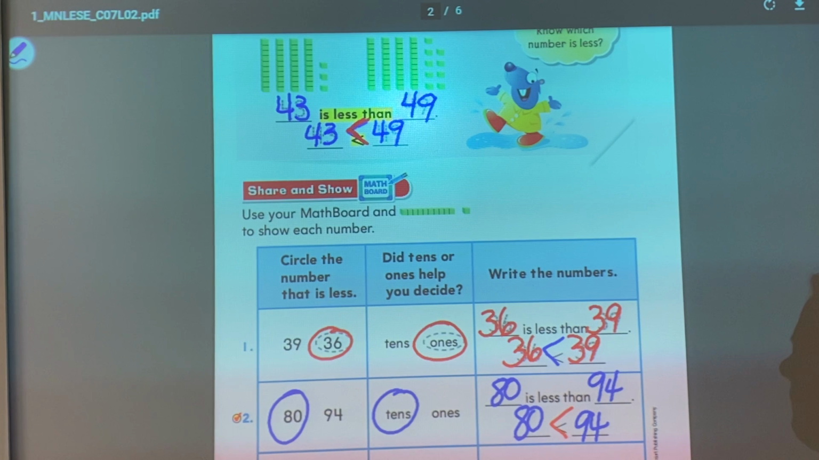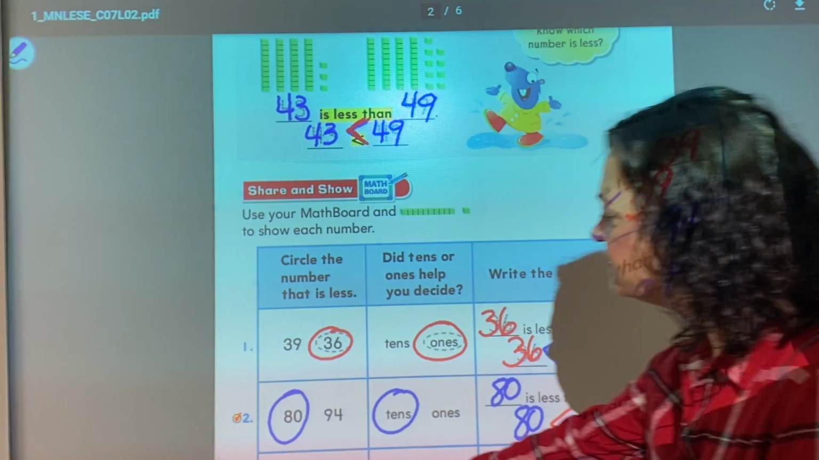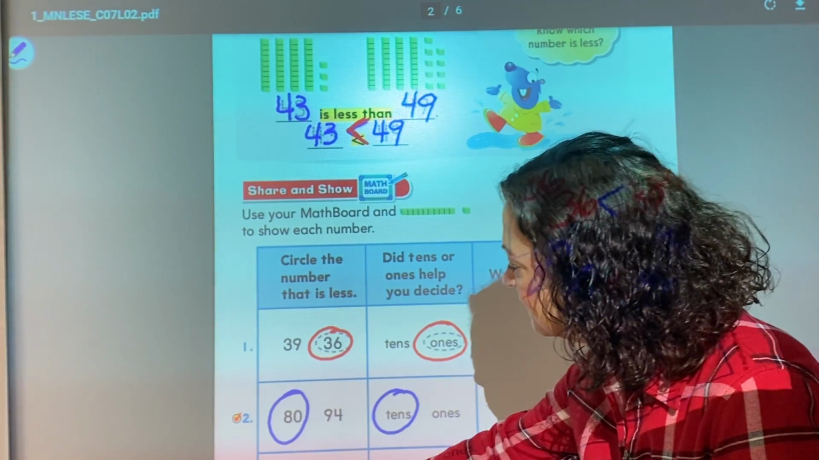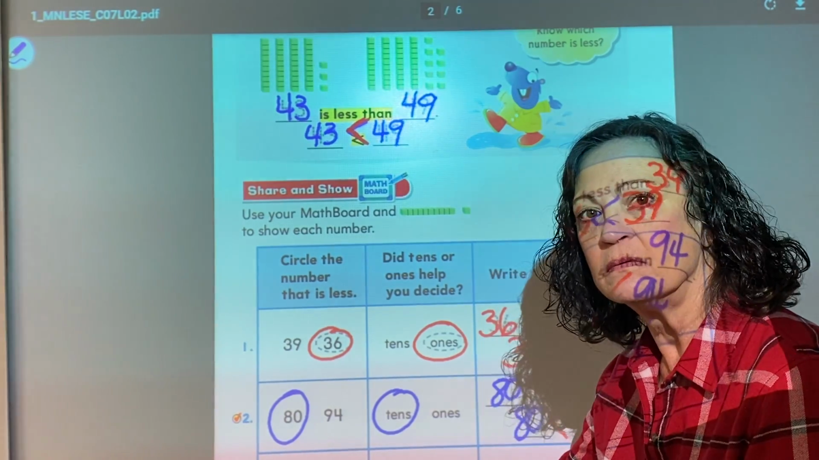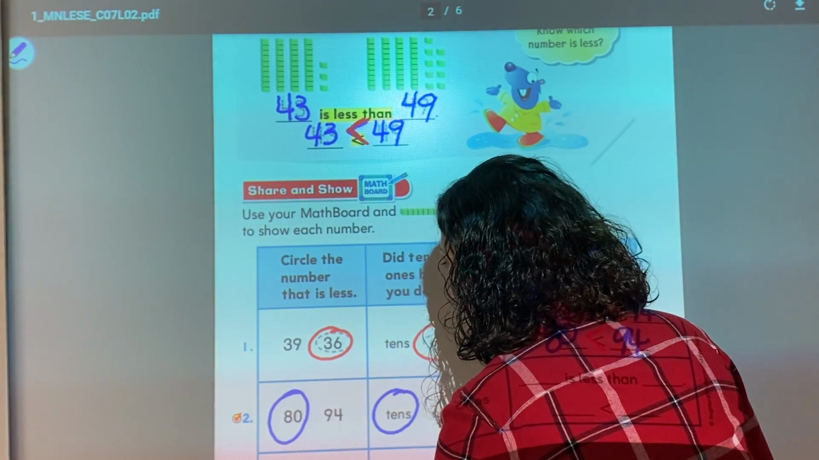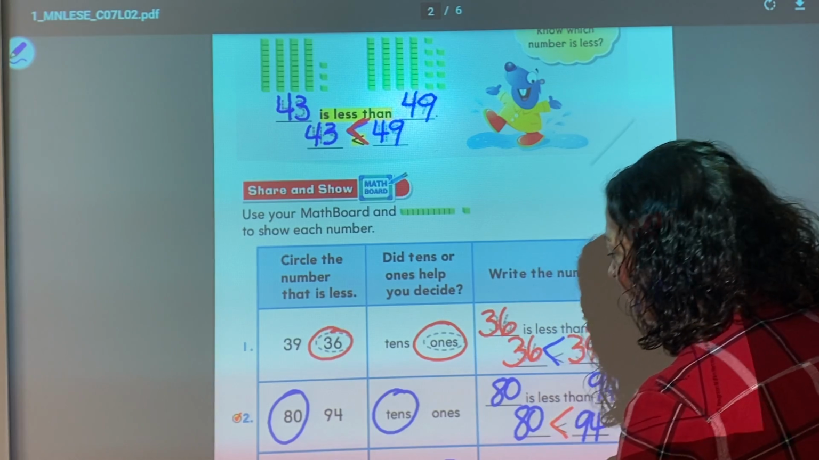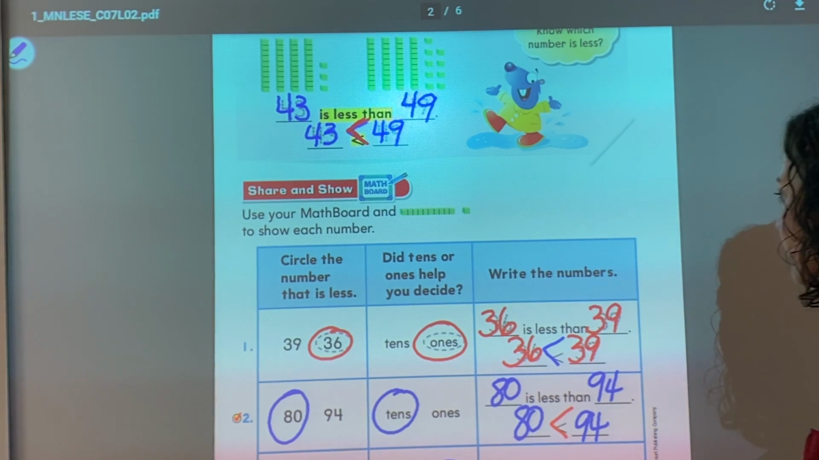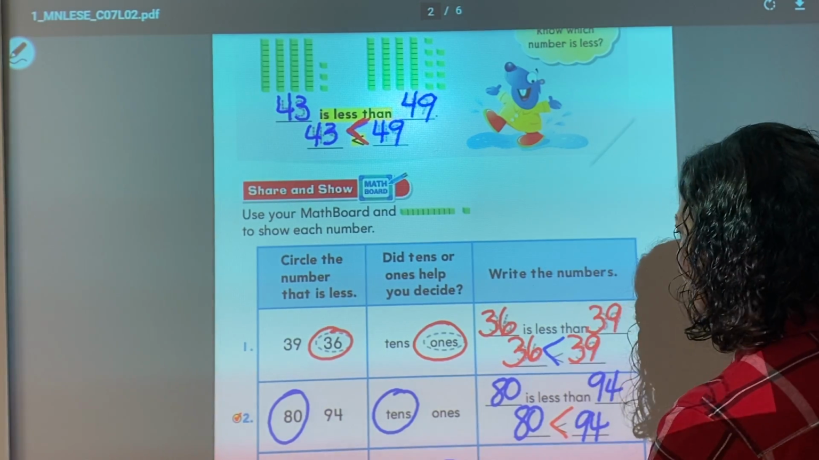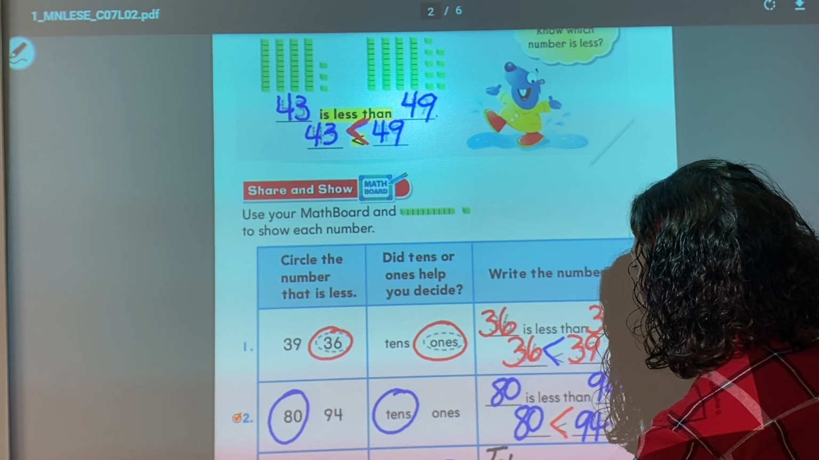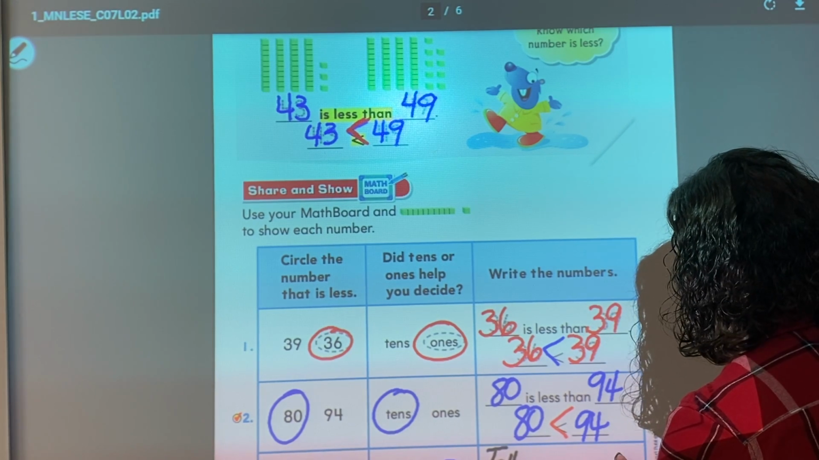Okay, the last problem is 57 or 54, which is less. If I look in the tens place, I notice that both numbers are 5, so that's not going to help me. So I have to decide which is less than, 7 or 4. The smaller number is the 4, so it's going to be 54. And the ones place helped me here, right? So I'm going to write it as 54 is less than 57.